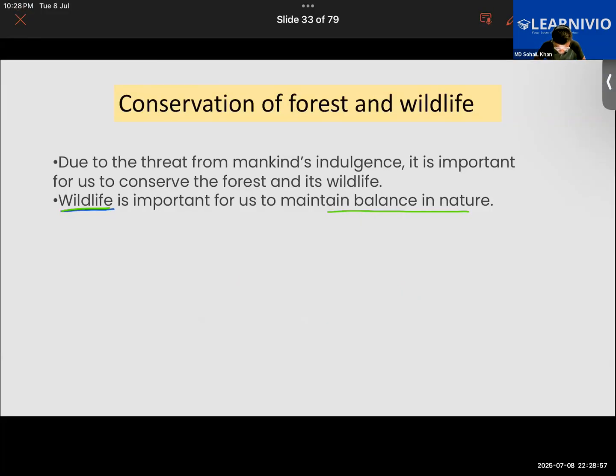Again, getting to the same topic about conservation of forest and wildlife. Due to the threat from mankind's indulgence, like now we are indulging more into the forest. We are clearing out the forest. We are obtaining timber for making furniture and whatnot. So it has now become very important for us to conserve the forest and the wildlife.